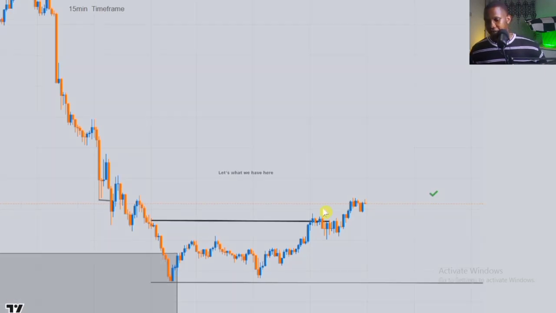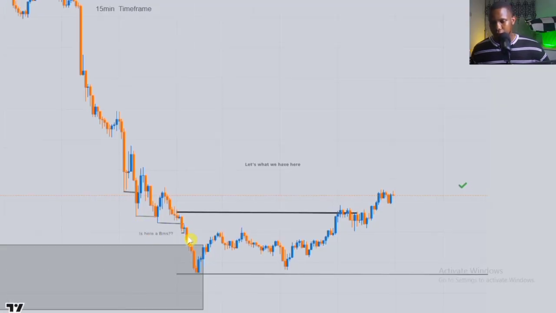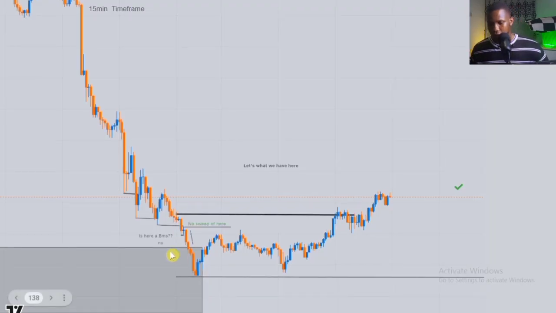So what we have here is a break of market structure, taking out this sell side liquidity. Again, we have this break of market structure. Again, this break of market structure. Is this guy a break of market structure using what I previously explained to you? The answer is what? No, it is not a break of market structure.